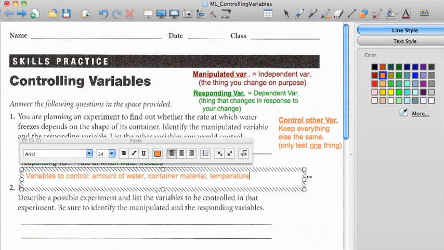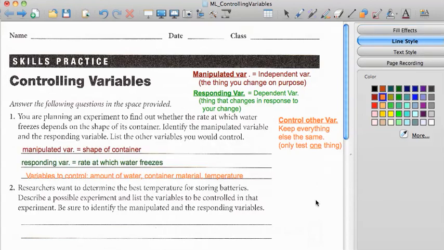Okay, so we could go on here, but those are 3 to go with. And now we've taken a look at, for this number 1, our manipulated variable, our responding variable, and the other variables that we're going to control.